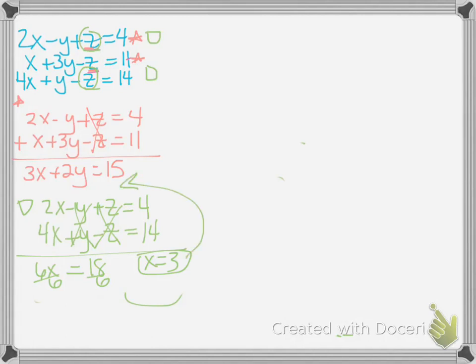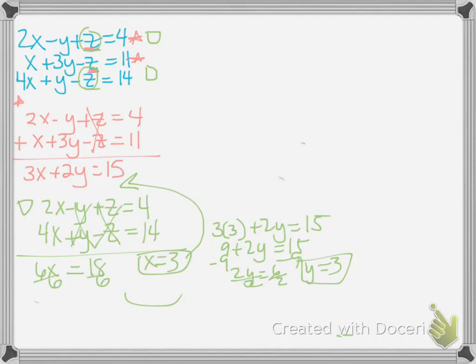I can plug it back into my two variable equation to find my second variable. So I have 3 times 3 plus 2y is equal to 15. 9 plus 2y is equal to 15, subtract 9, 2y is equal to 6, divide by 2, so I got y equal to 3.